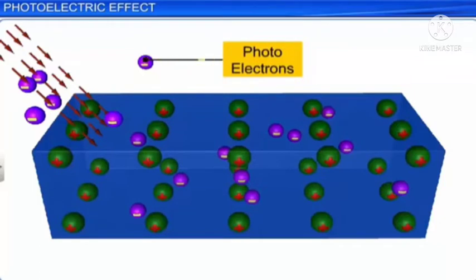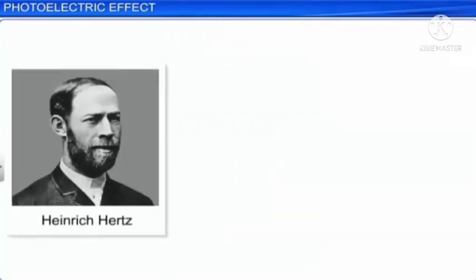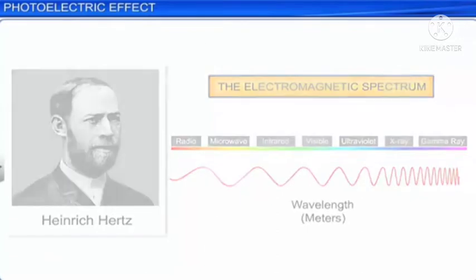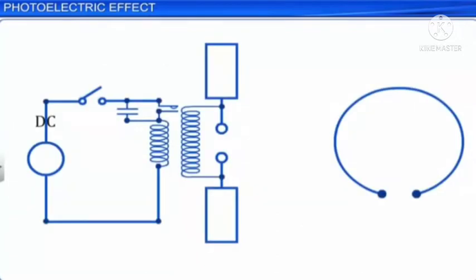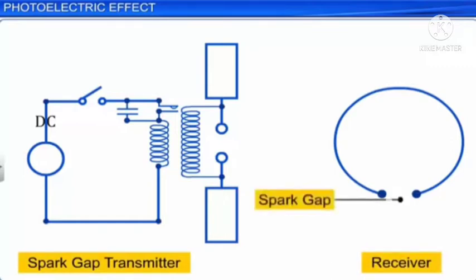The history of the photoelectric effect dates back to 1887, when this phenomenon was accidentally discovered by Heinrich Hertz. Hertz was investigating the production and reception of electromagnetic (EM) waves through an experimental setup. His setup consisted of a spark gap transmitter and a receiver in the form of a coil with the spark gap placed at some distance from the transmitter.